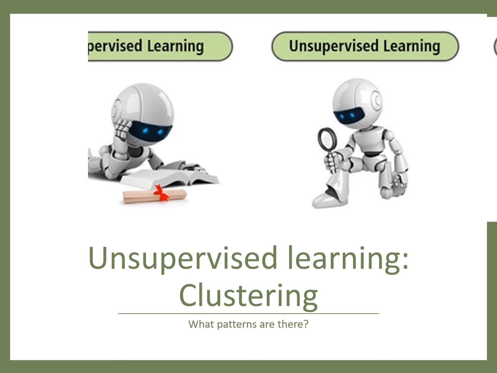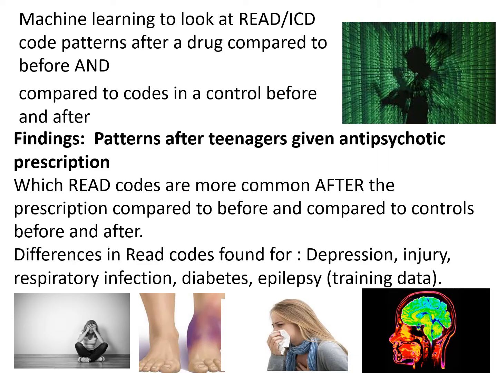Another method used in machine learning is unsupervised learning. In this, you're not telling the machine what to find. You're looking for what clusters or what it finds from the data you give it. You're asking it, what patterns are there? So for example, we looked at what codes were present after a teenager was given an antipsychotic prescription compared to before their prescription and compared to controls and their before and after. So what codes were more common after a prescription?